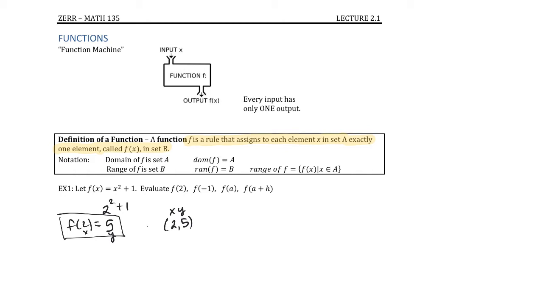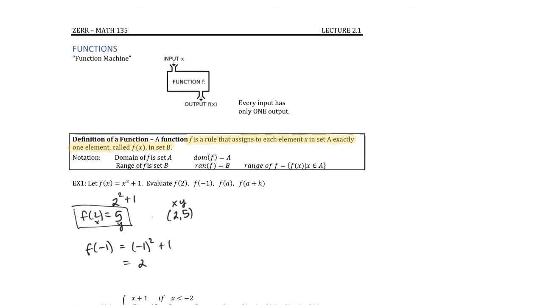Okay, so let's do the next one, f of -1. We're just going to go in and plug -1 in, and so that would be 2. And f of a, you can replace it with anything you want. So a squared plus 1. F of a plus h, that's what goes in and replaces x, and then we just copy the rest of it.